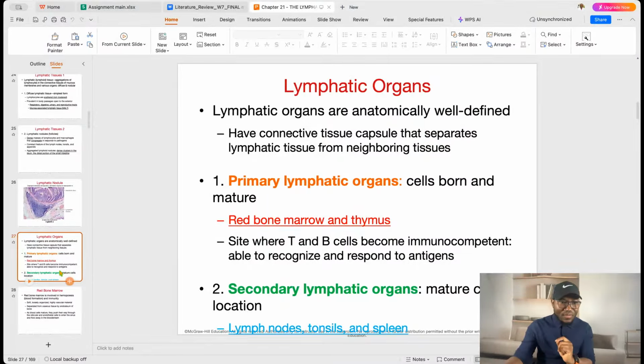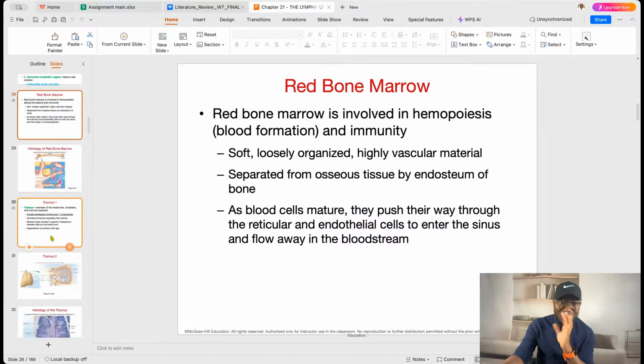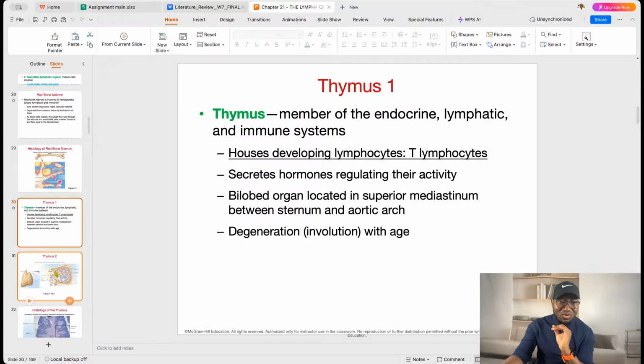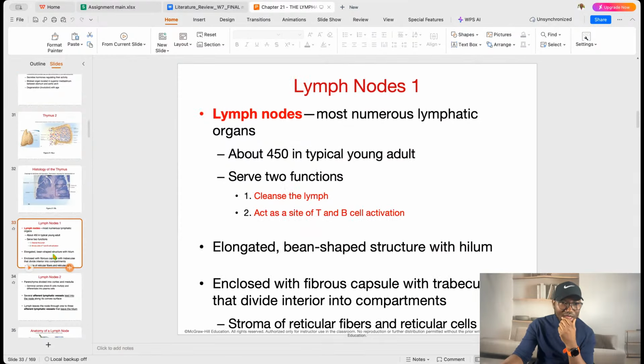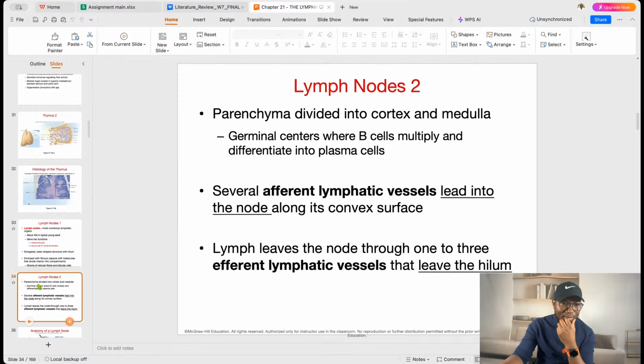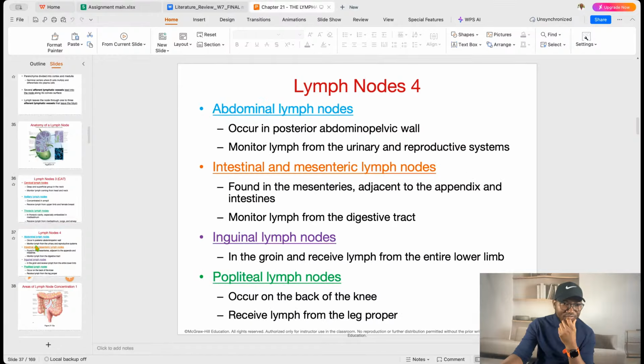All right. So there are other things you need to know before I jump into the questions. I don't want to teach, because we don't have much time. Before you know it, it's 3 hours. So you need to know what the thymus is. You need to know about the lymph nodes, the different lymph nodes.